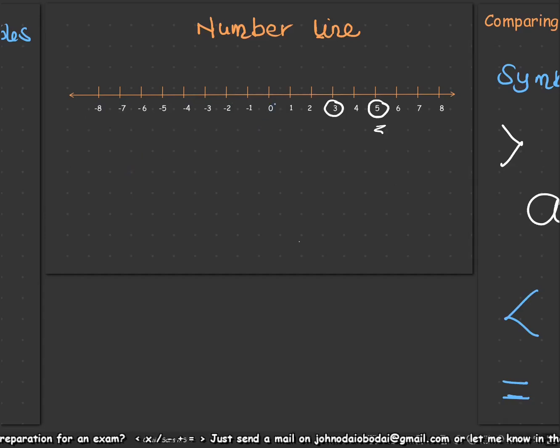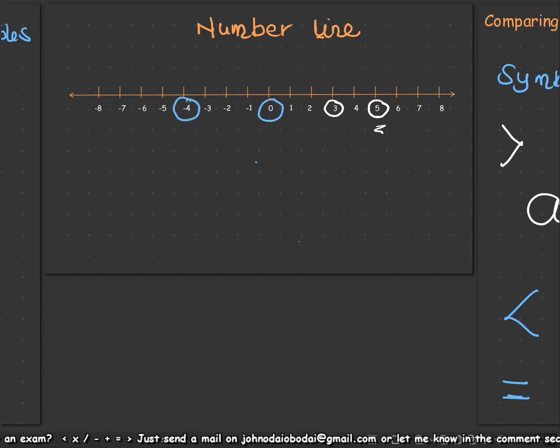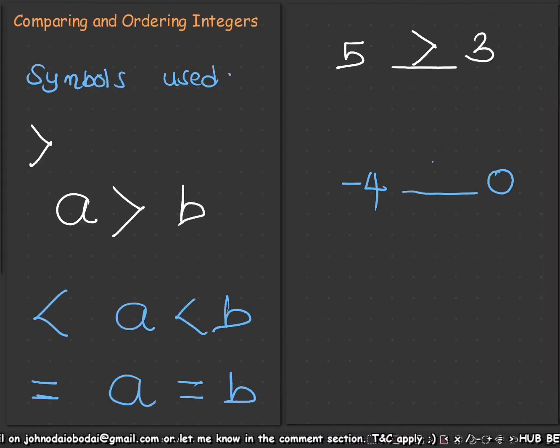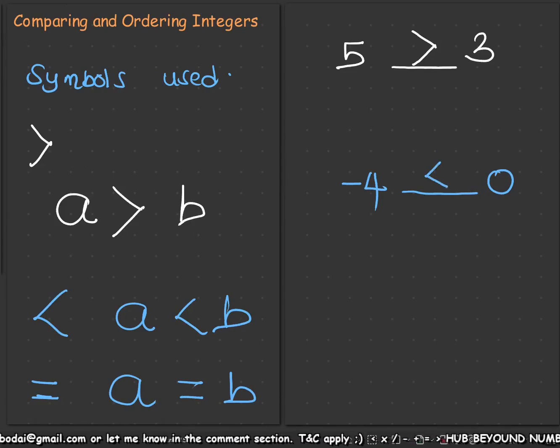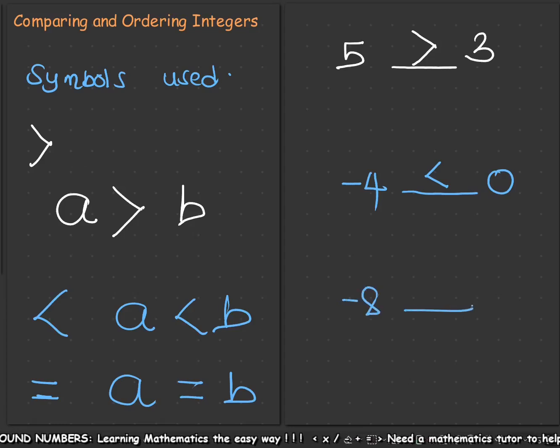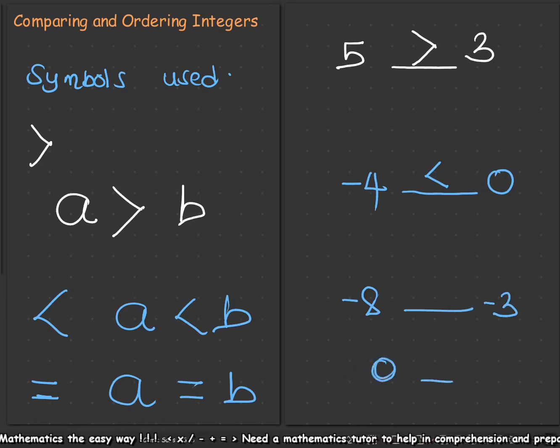So we have 0 here and we have -4 over here. We always say that the number to the right is bigger than the number to the left. You get it? So if we come here, it simply means that -4 is less than 0. The closed portion is facing the -4, to show that it is less than. That is it. So you can try these two on your own: -8 and -3, and then 0 and 4.